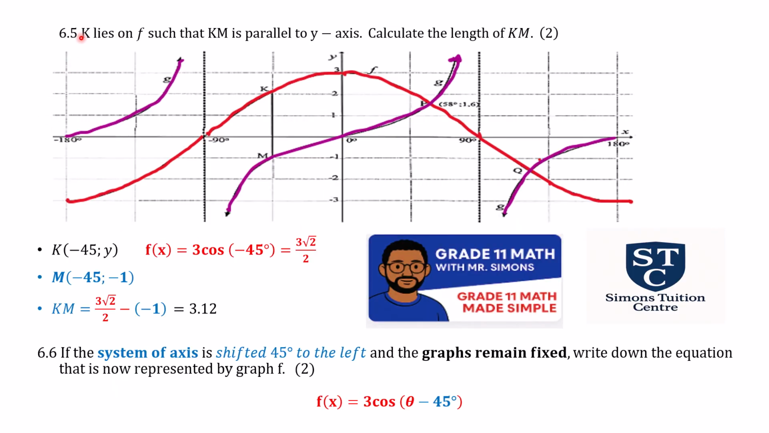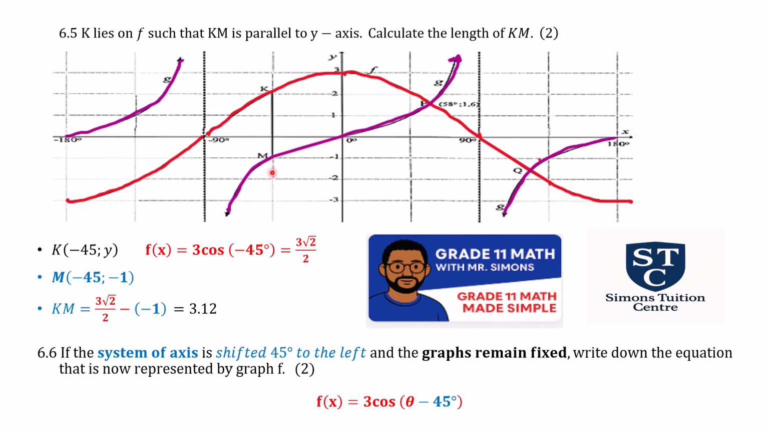Right, now the last question, they say K lies on f such that KM is parallel to the y-axis. So when you say parallel, the distance from here to M and the distance from there to M is the same. Calculate the length of KM. So in short, the y value there minus the y value here should give me the distance from K to M. So K and M are both at negative 45 because it's parallel to the y-axis. So if I put in negative 45 here, I get 3 square root 2 over 2. M, we already know, is minus 45 and minus 1.